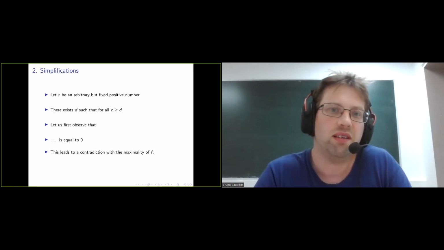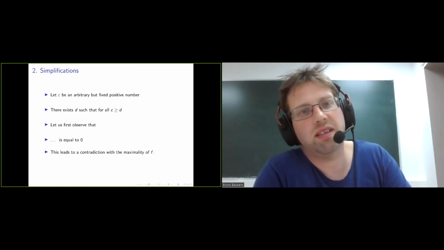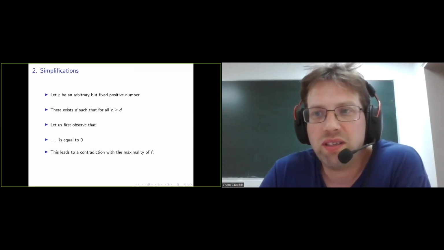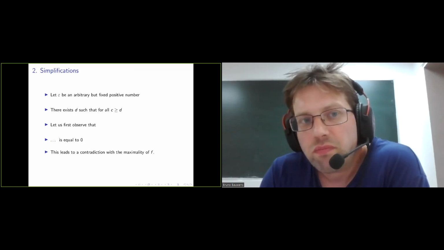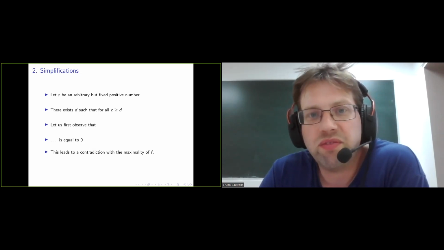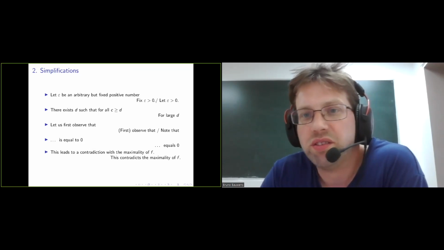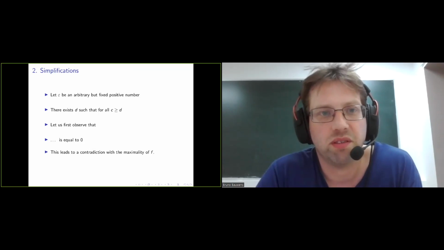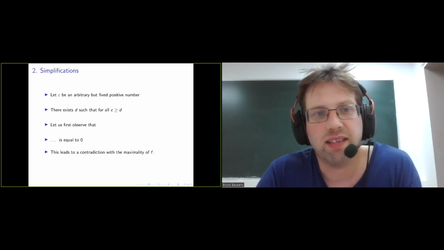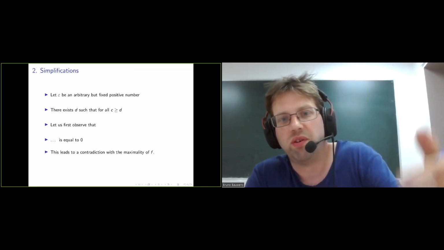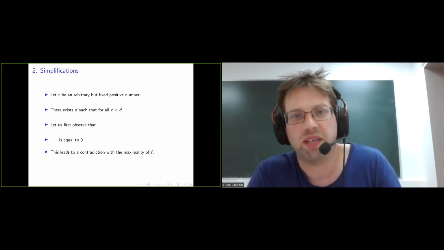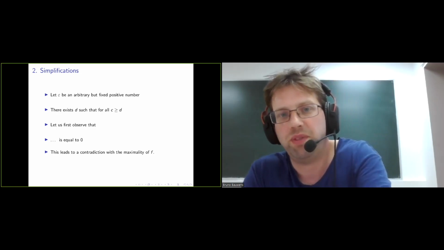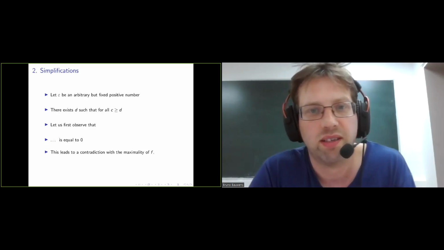So you can make some simplifications again. Now we do a bit more than just dropping words. "Let epsilon be an arbitrary but fixed positive number." Can just say: fix epsilon to be positive, or let epsilon be bigger than 0. Again, "there exists d such that for all c bigger than d," and then you have some expression that does not use d anymore. So d appears only once, then you can just say "for large c."